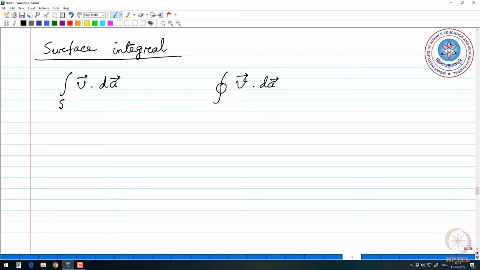With this symbol, it represents a closed surface integral that encloses a volume. Let's understand what a surface integral is by working out an example.